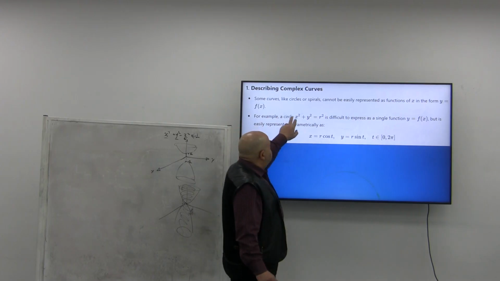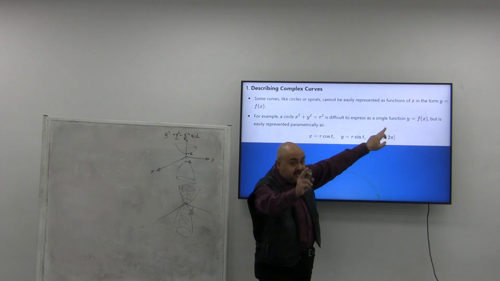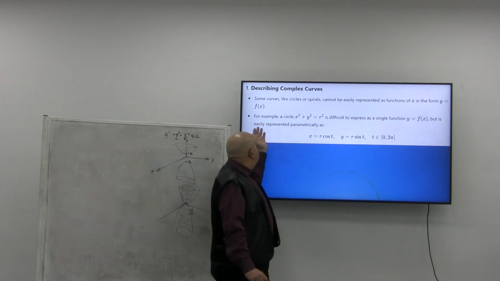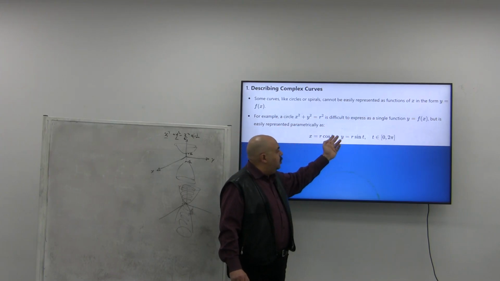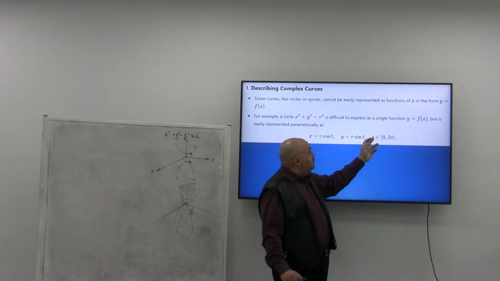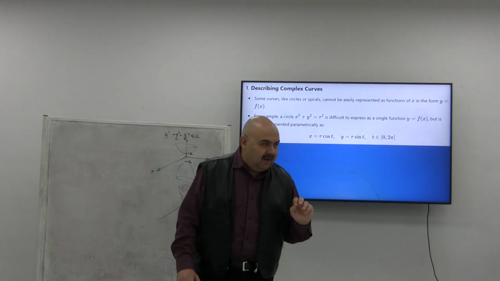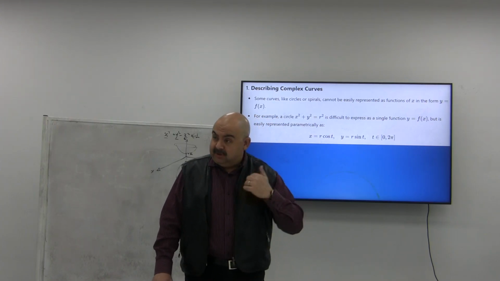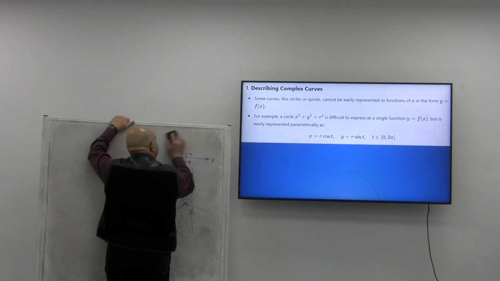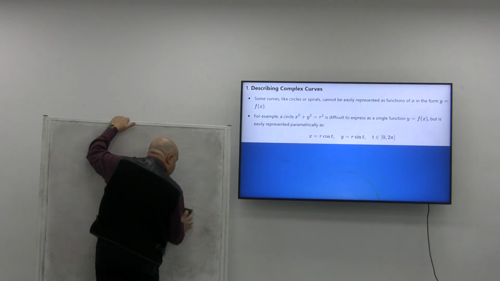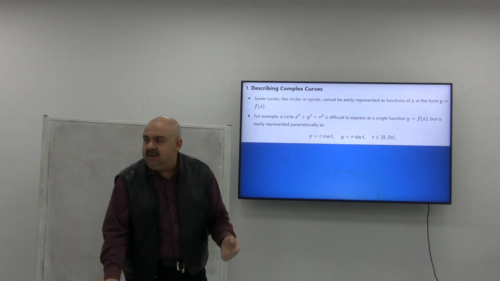Okay? For example, a circle is x squared plus y squared equal r squared. It's difficult to express as a single function, y equal to f of x. That's exactly what I told you about. But if it is represented parametrically, it's going to be x equal r cosine t, y equal r sine t, and t runs from 0 up to 2 pi. The very nice thing about the x and y in parametric representation in this form, and this will help you to imagine how the parametric coordinates work exactly in projecting something like a circle.